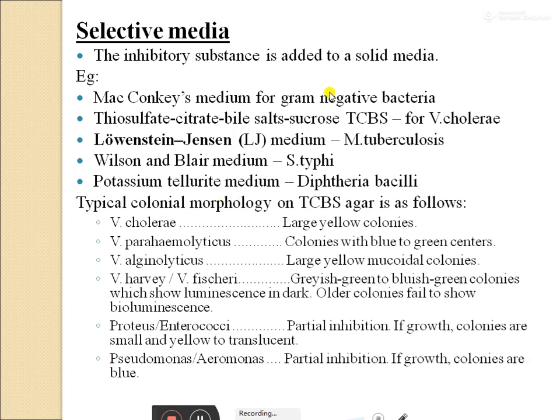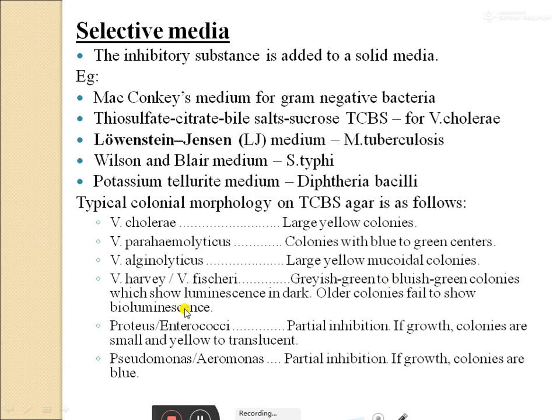And these are the typical colony morphologies on TCBS agar media. Vibrio cholerae forms a large yellow colony, whereas Vibrio parahaemolyticus forms colonies with blue to green centers. Then Vibrio alginolyticus forms large yellow mucoidal colonies. Then Vibrio harveyi and Vibrio fischeri form grayish green to bluish green colonies.